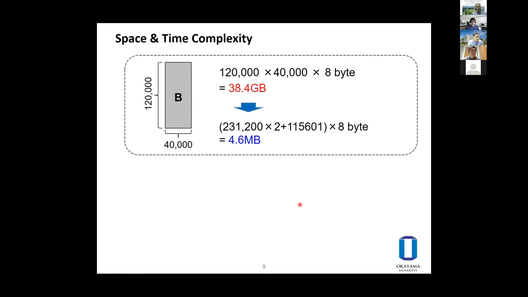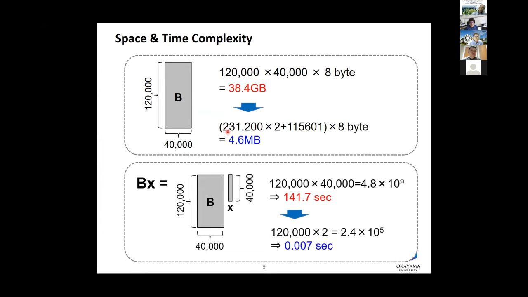By using the CSR format, we can reduce the memory consumption. If we don't use the CSR format, it needs 40 gigabytes. But by using the CSR format, we use only 4.6 megabytes.